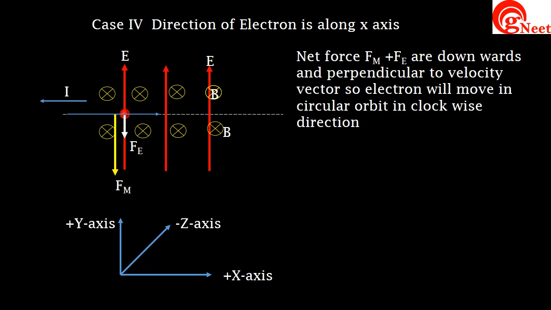Since both the forces Fm and Fe are in same direction and are perpendicular to the direction of electron velocity vector, they provide a centripetal force to move the electron in circular path. In our case, it will move in a clockwise direction. Thus, electron is not moving in the direction of E or B, nor does it go undeflected.